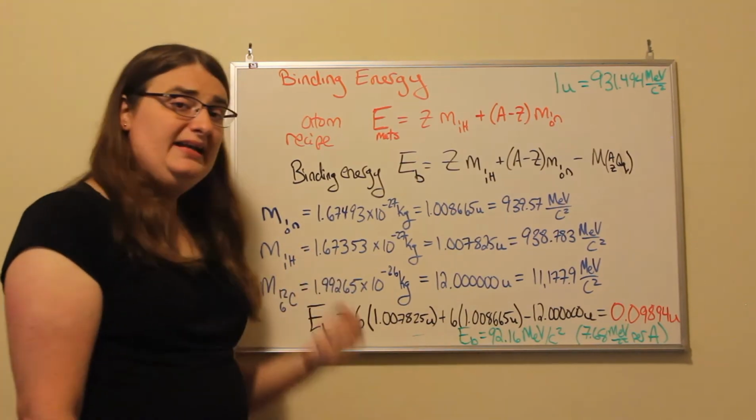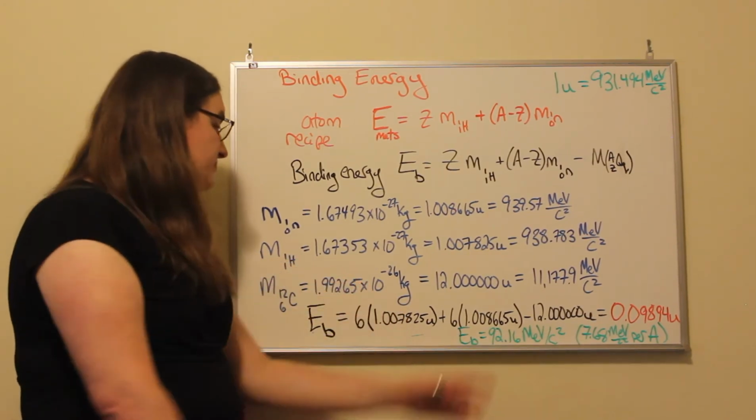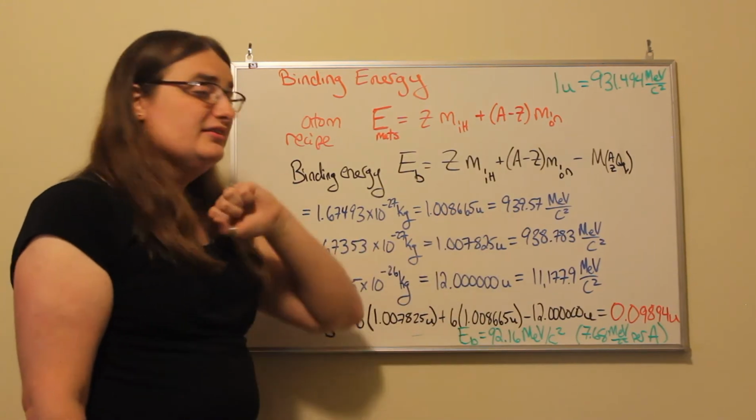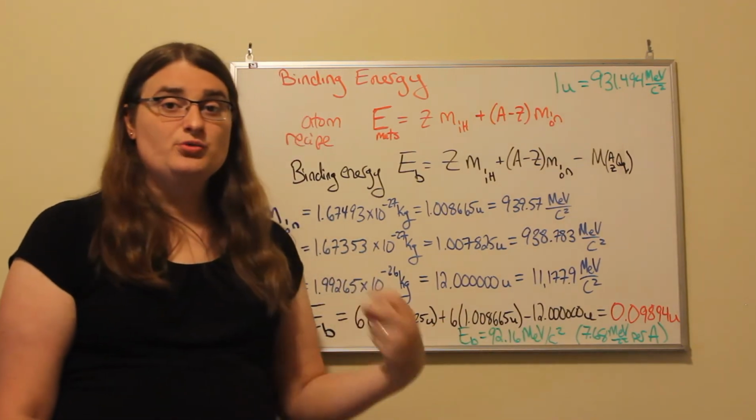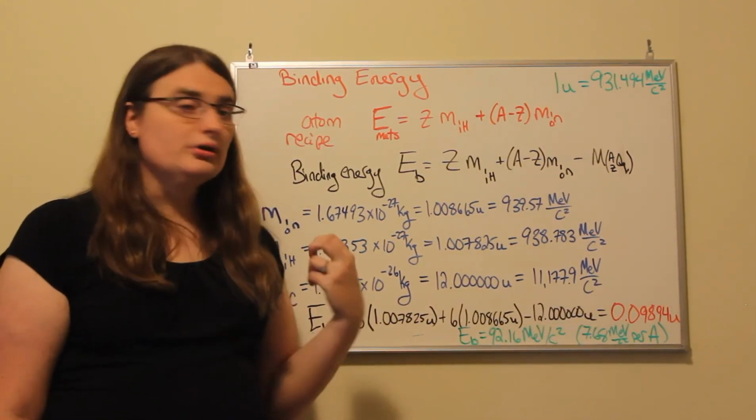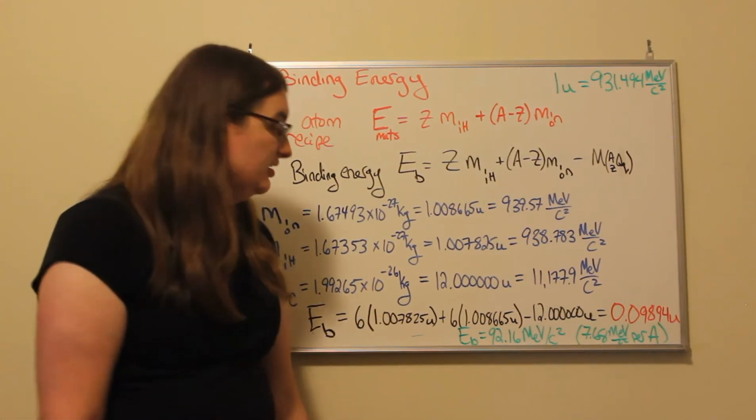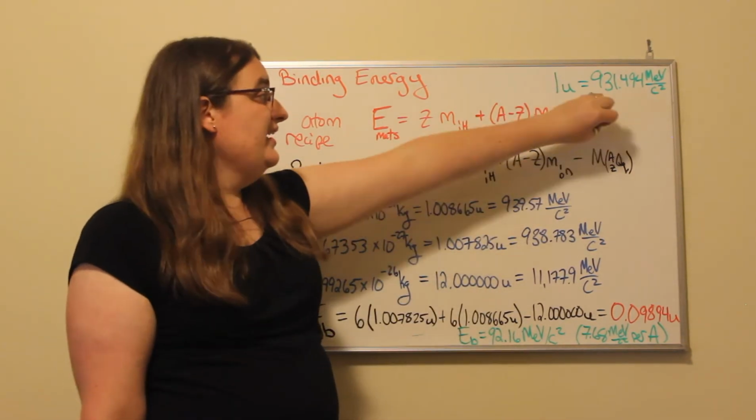So to find its binding energy, I'd take my number of protons times the mass of a hydrogen atom. I'd take the number of neutrons times the mass of a neutron, add that together and subtract 12 atomic mass units, and I get a binding energy of 0.09894 atomic mass units.